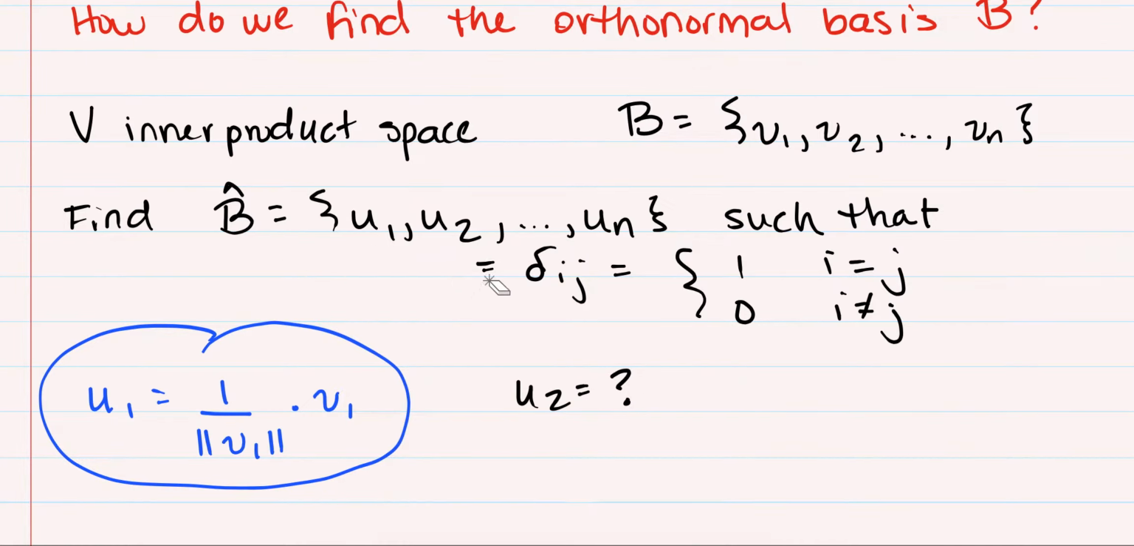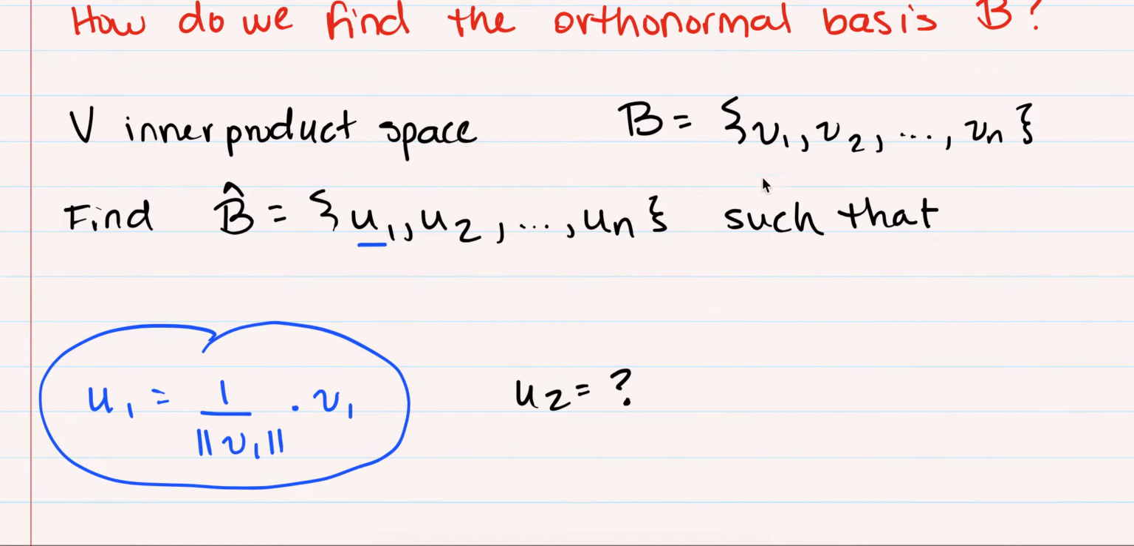Now, to do this, notice that to figure out U1, I only involved vector V1. So to figure out U2, because it needs to be orthogonal to U1, I'm going to need to involve these two vectors. So it would make sense that I only involve these two vectors from the original basis, and that's what I'm going to do.